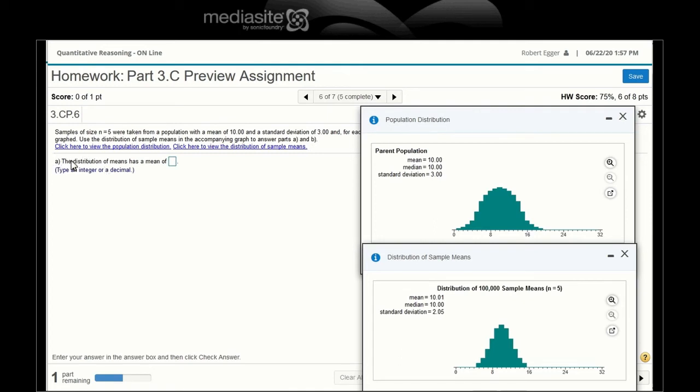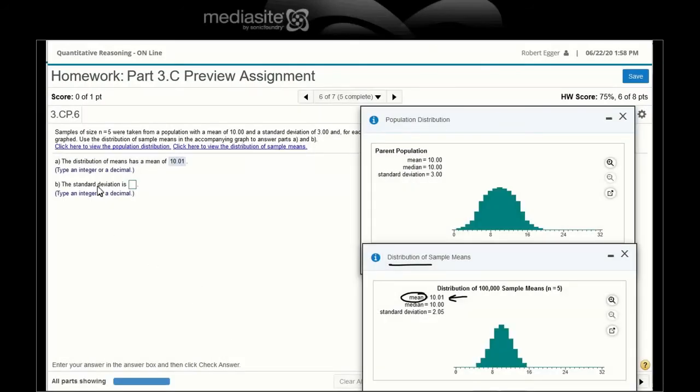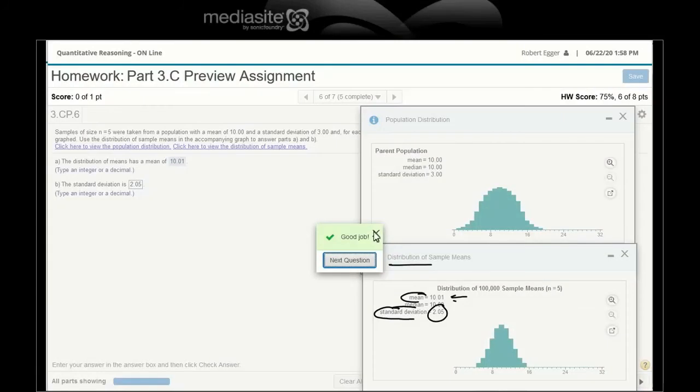Okay. Now A, the distribution of means, population distribution, has a mean of, okay, I'm looking for the distribution, the mean, so I'm going to say 10.01. Good, that answer works. Okay, again, the standard deviation. They don't specifically say it, but I'm pretty sure they want the standard deviation of the distribution, which would be 2.05. And that was correct.